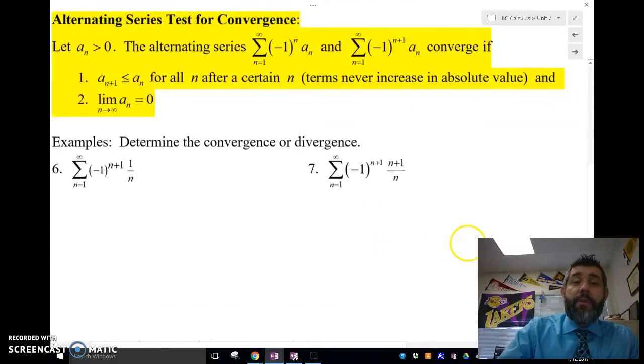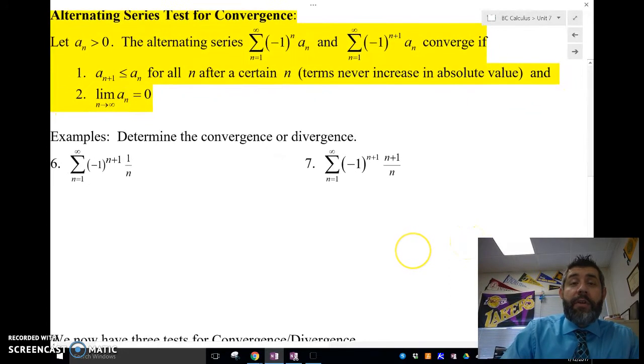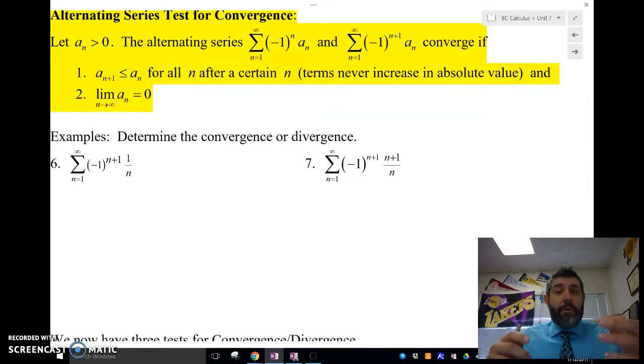The alternating series test for convergence states that if the terms are all greater than 0, the alternating series will converge if two things happen. One, at some point each term needs to get smaller. So the next term needs to be smaller than the term before it. It doesn't have to start off that way, but at some point it needs to change so that after that point, all of them start to get smaller. Second, the limit as n approaches infinity of the explicit part of the term, a sub n, is equal to 0.